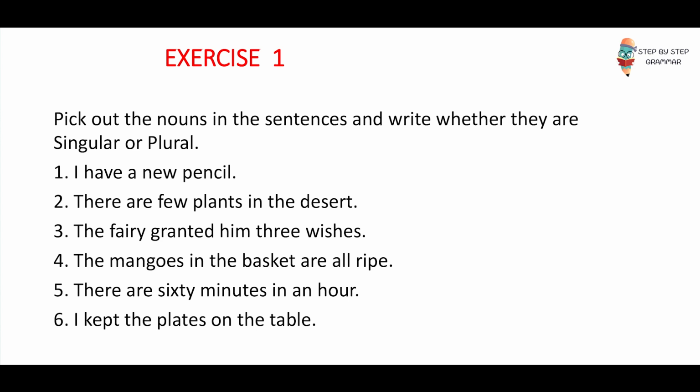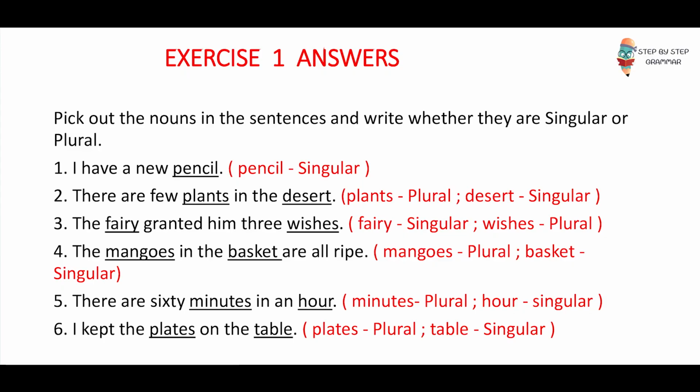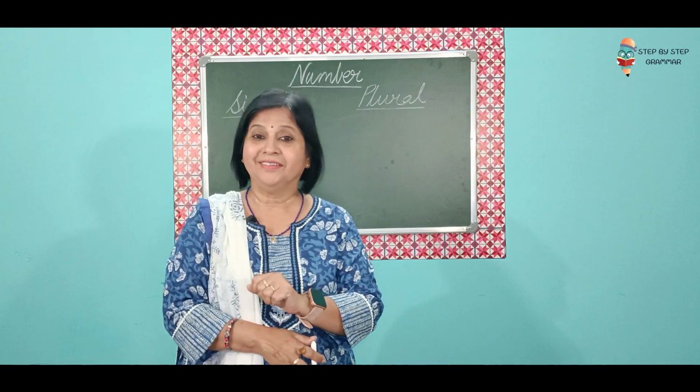Be ready. Okay, so your first exercise is you have 6 sentences given, and in all the sentences what you have to do number wise, pick out the noun that you see over there and write in front of it whether it is a singular noun or whether it is a plural noun. So very easy, as you've seen these answers over here. They're all very easy. You must have done most of them correct. So let's move on to the next exercise that we have for today.